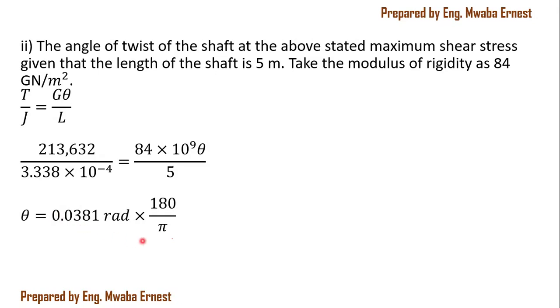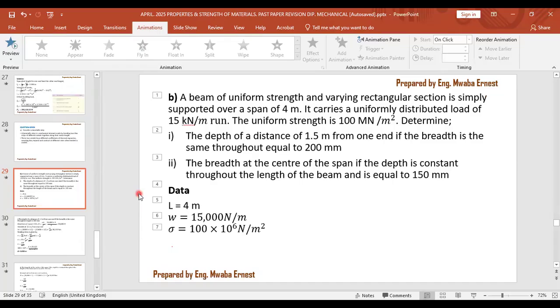The answer is 0.0381. But these angles are normally not properly understood when you leave them in radians. They're supposed to be in degrees. So for the degrees, we multiply by 180 over pi, and the answer is 2.18 degrees. Okay, so that is the end of our paper. We look forward to the next one. Just pause there.